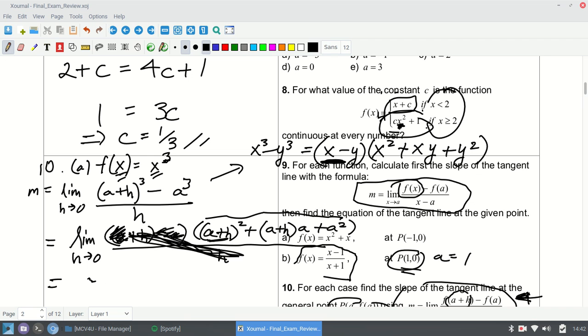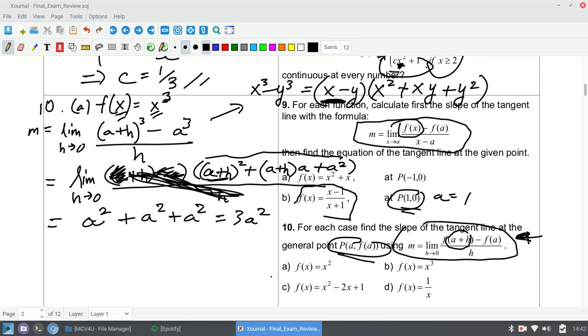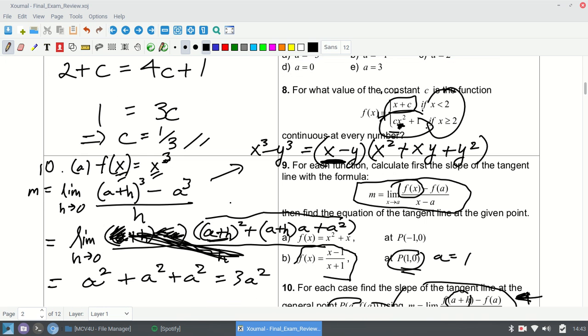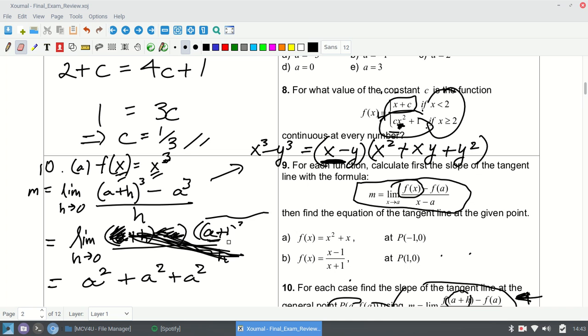So a squared plus a squared plus a squared equals 3a squared. Sounds good to me. So that is the slope. Then we use our equation again. We construct an equation. I'm just going to erase all this stuff because this is messy. And easy as pie, easy, easy, easy.